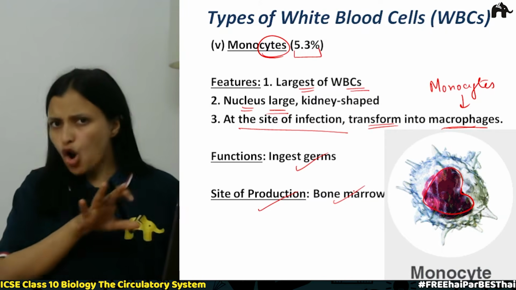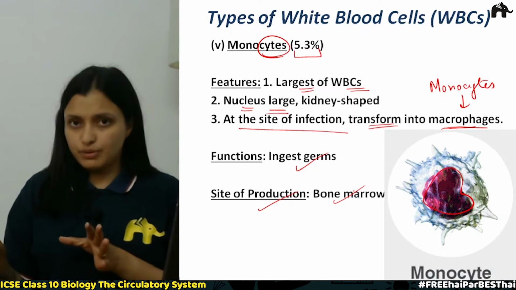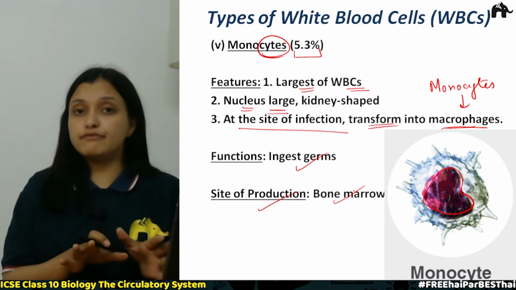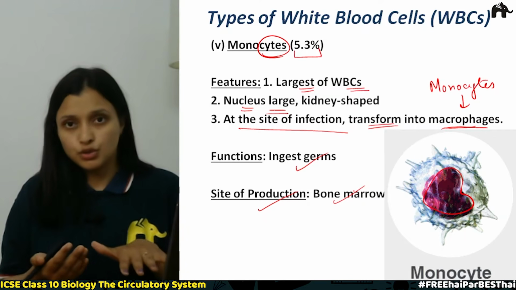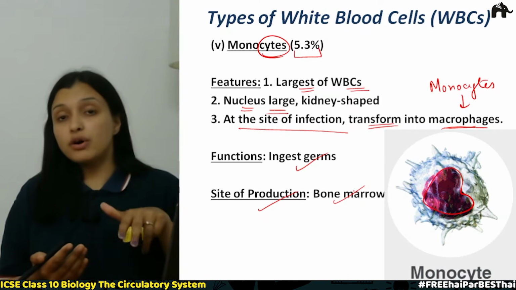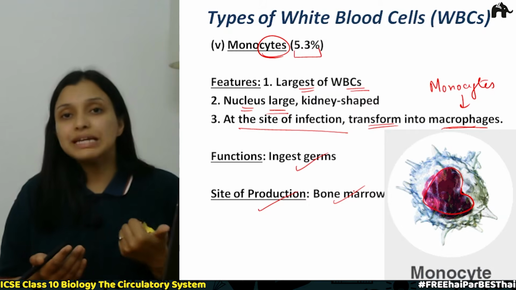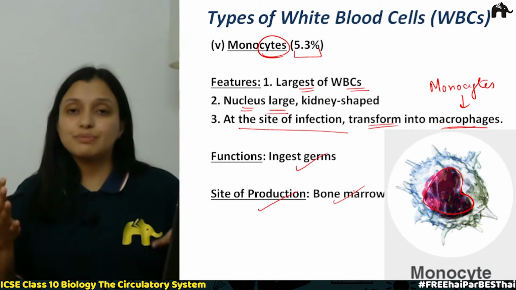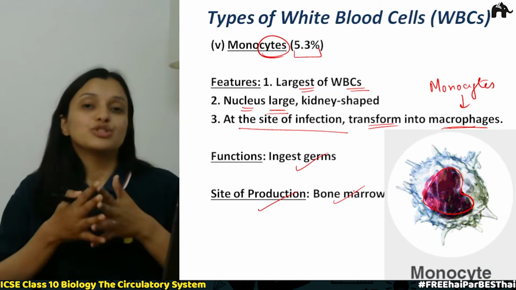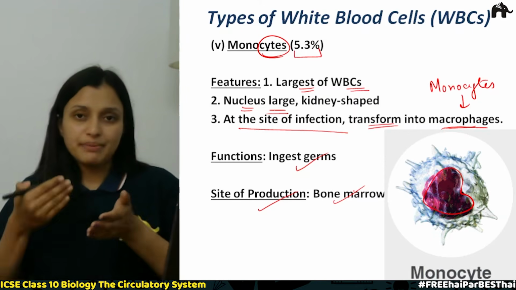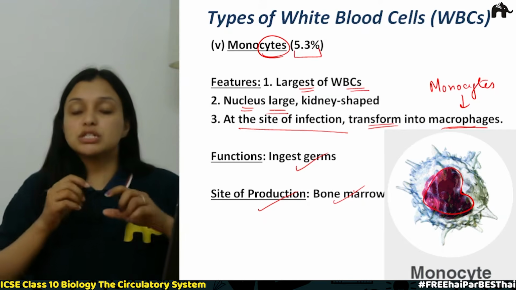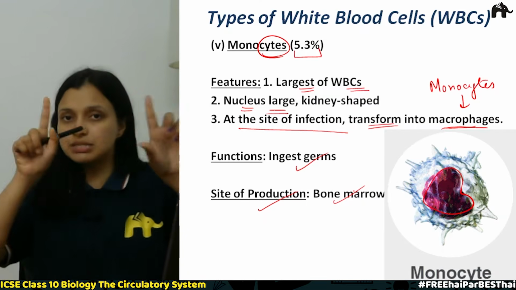So almost all of them are produced in bone marrow. Only in the case of lymphocytes, they are produced in bone marrow as well as in lymph nodes, right? So in lymphoid organs, which are the spleen. Okay, I hope this much is clear to everyone. Very easily I tried to explain all of them, and I hope they are clear to you. So just make a chart, as you can see in your book.